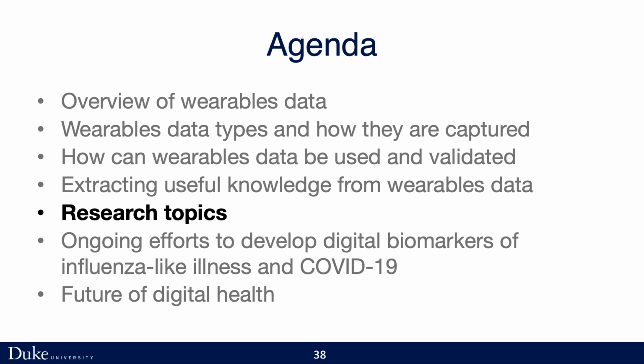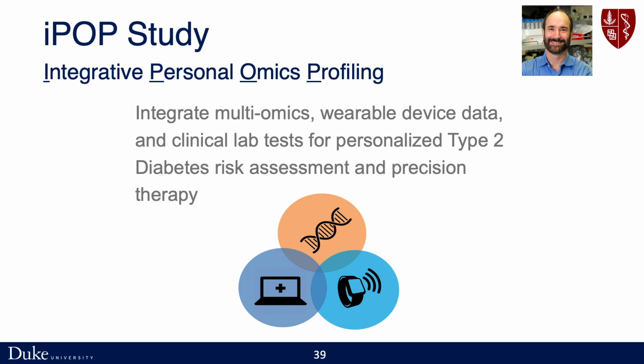So with that, we're going to switch gears and talk about some examples of research topics where we've been using wearable device data to predict some sort of health outcome or to better understand health status. I'll start by talking about one of the studies that I worked on as a postdoctoral fellow at Stanford with Mike Snyder. And this study is the iPOP study, or Integrative Personal Omics Profiling.